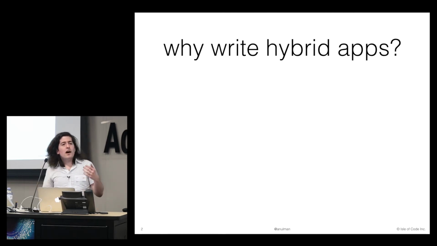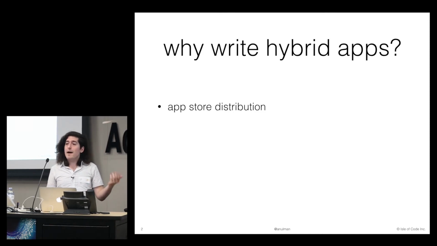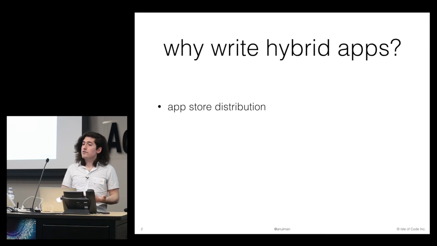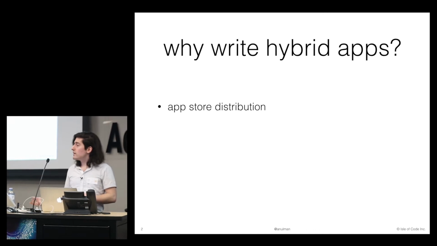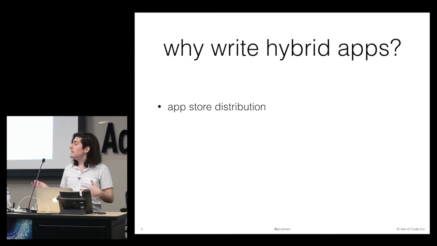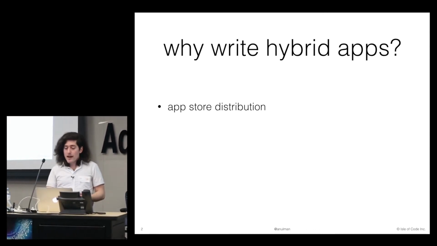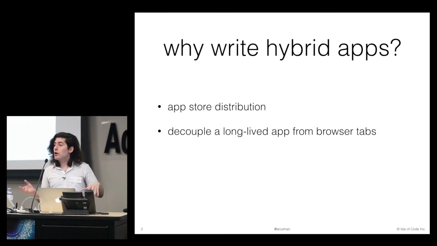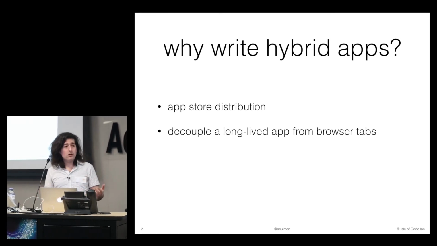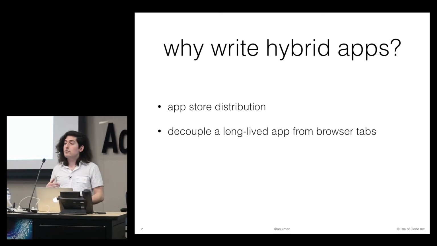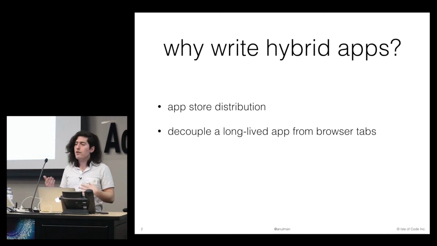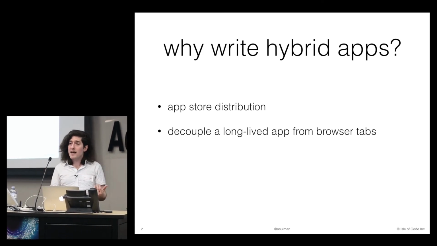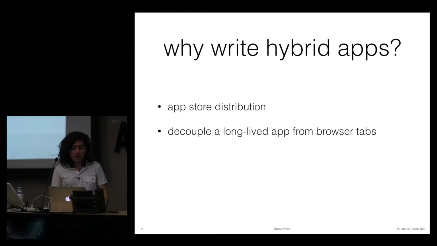So a couple of reasons why devs like writing hybrid apps. One is App Store distribution. If you want to write something that ends up being published in the Mac App Store or the Windows App Store, you're going to have to write a native desktop application. If your app ought to be decoupled from a long-lived browser app, let's say you've got a mail client that you want to permit the users to leave open even when they close Safari or Chrome, you're going to want to wrap that web app as a desktop app so they can treat it as a separate process.